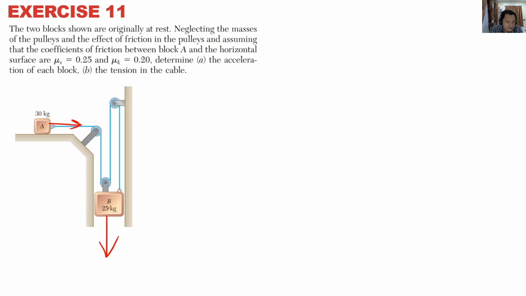So B is very heavy or not. B is 25 kilo. I think 25 kilo will win in this case, because frictional resistance is not so much. 25 kilogram going down, I think it's much higher. So 25 kilo will go down, block A will go to the right.